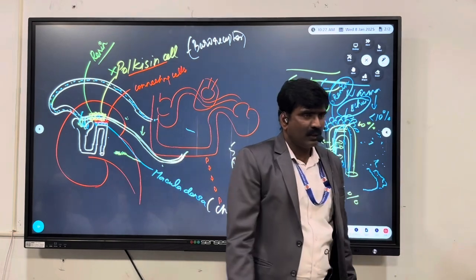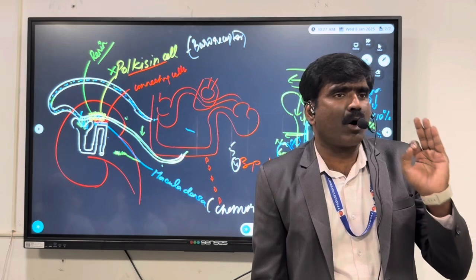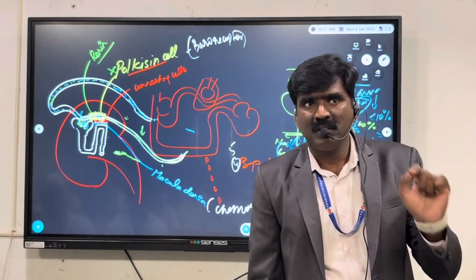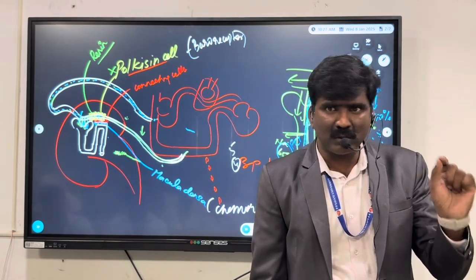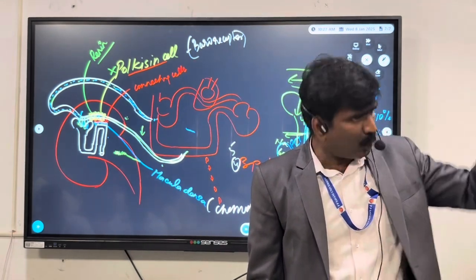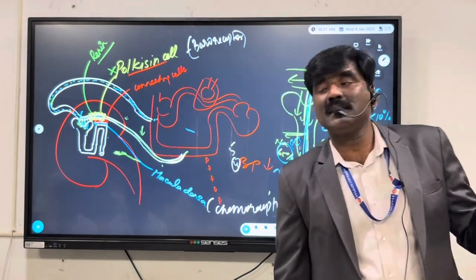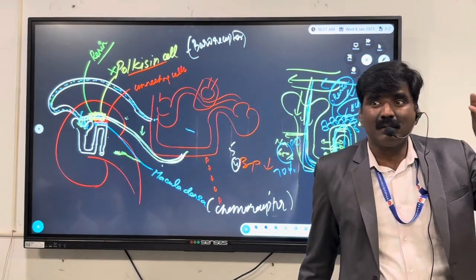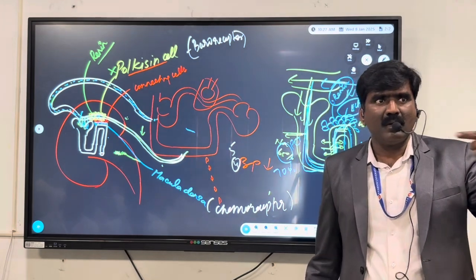Are you clear? So, the juxtaglomerular apparatus, which is made up of Pulkycin cells, the modified cells of the afferent arterioles, releases renin when the pressure is low, right? And that is why we call it a baroreceptor, because it senses the pressure. If pressure is less, it will release renin.